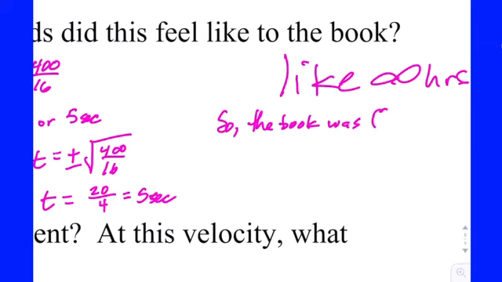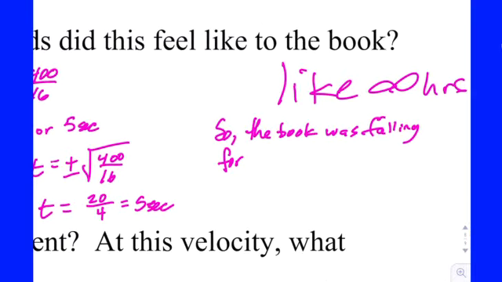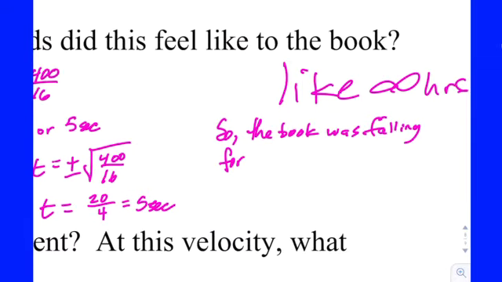was falling for an iPad, and they eloped, and the rest is history. That's a different kind of falling. That's falling in love. The book was falling for 5 seconds.